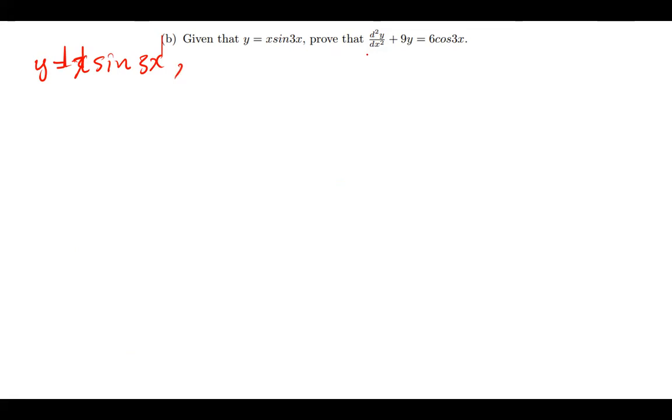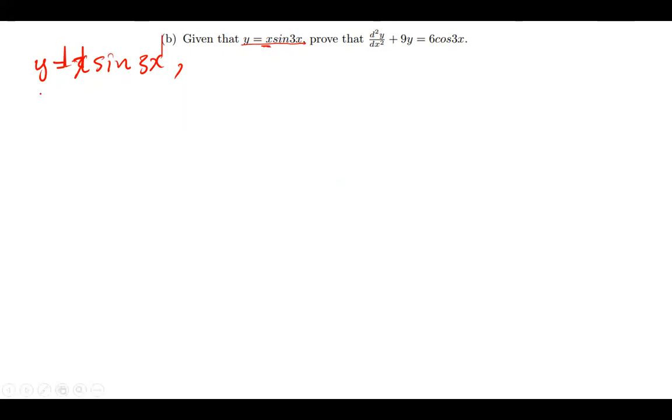Prove that the second derivative of y with respect to x plus 9y is equal to 6 cos 3x. So the first thing that we're going to do is to find the first derivative of this and the second derivative of that. The first derivative: since we have two functions, x and sine 3x, multiplying each other, we're going to use the product rule.